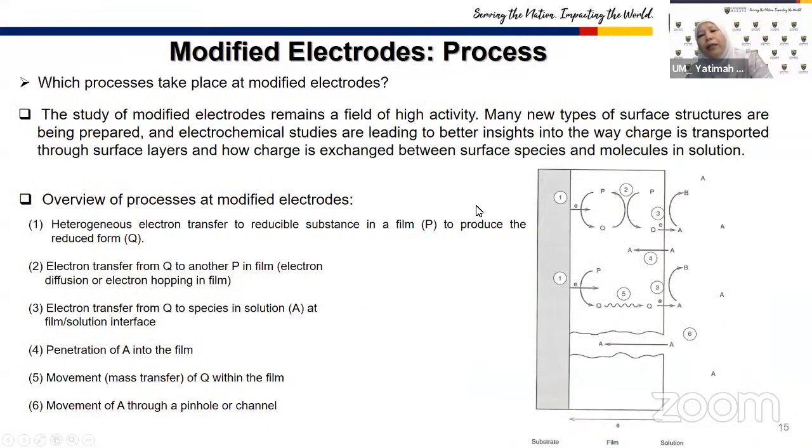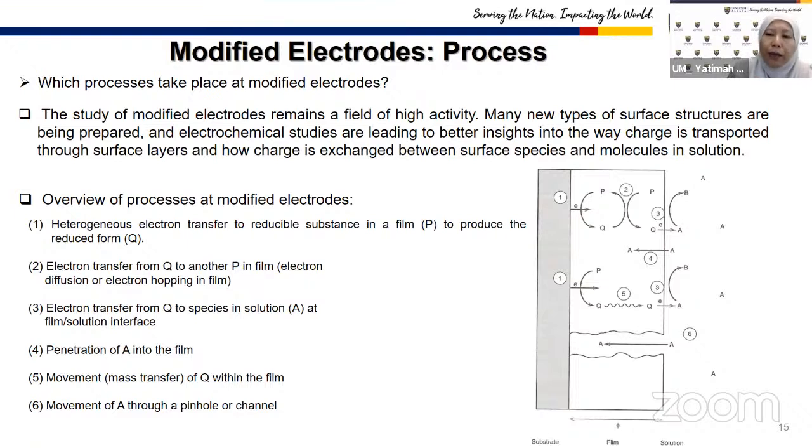Okay, let's look into the next part. We have done the fabrication. The first fabrication part of the techniques is to give you an understanding of how these electroactive materials can bind or stay on the surface of the substrate. So we are looking into several examples. Now we look at what are the processes that happen on the surface of the electrode.